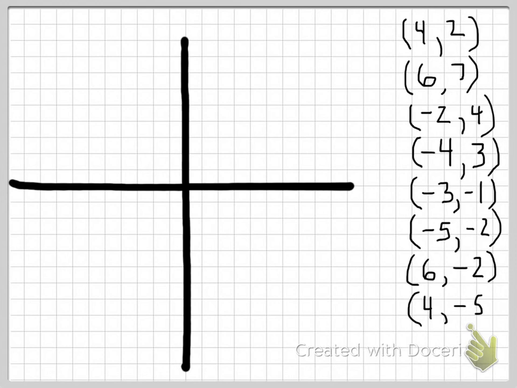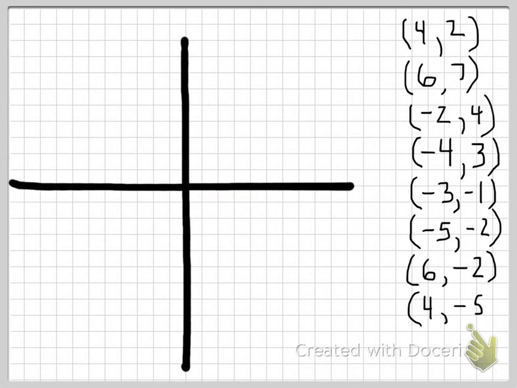Last couple here. 6, negative 2. Oh, I have a positive value for x, 6. Okay, so I'm going to be moving in the positive direction for x. So start at the origin, then 1, 2, 3, 4, 5, 6. But my y value is negative. So I have to go down for my y value. 1, 2. And 6, negative 2 would be that spot right there.